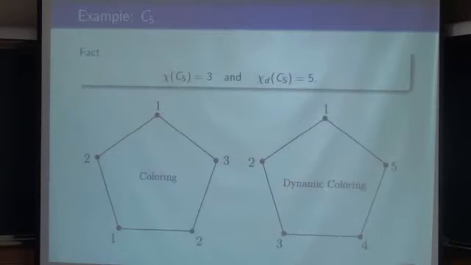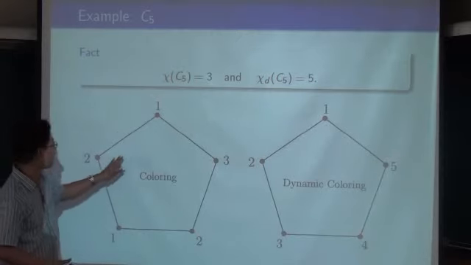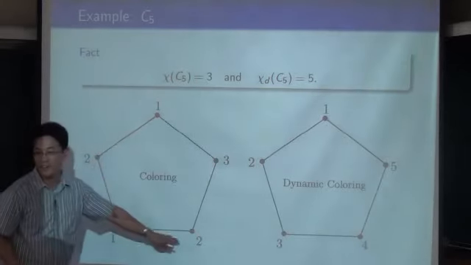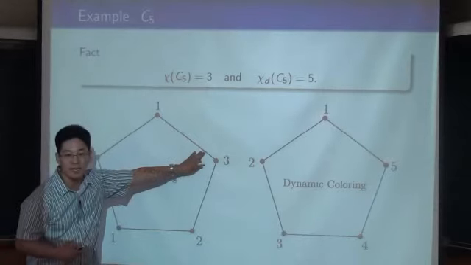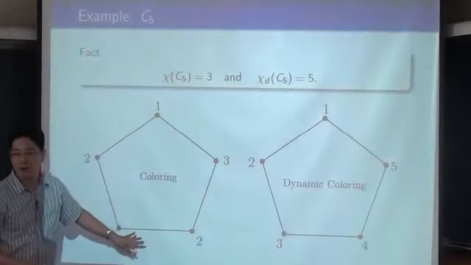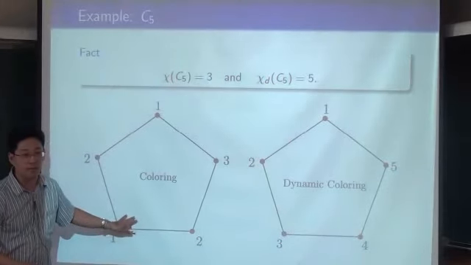Okay, so let's start with a simple example. We will consider C5, and we want to know the chromatic number of C5 and the dynamic chromatic number of C5. First, about the chromatic number, as you know, we can give colors 1, 2, 1, 2, and for the last one, we should introduce a new color 3. So 3 colors are enough for a proper coloring, right?